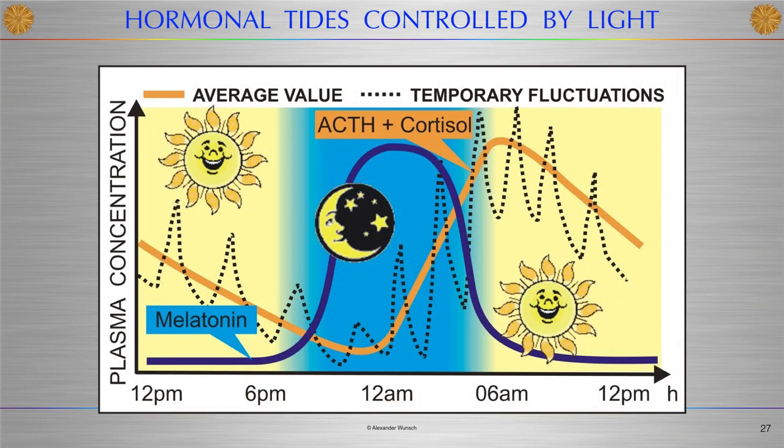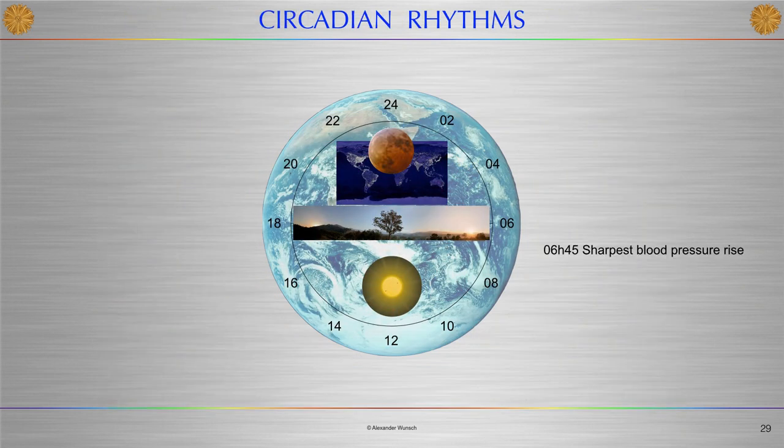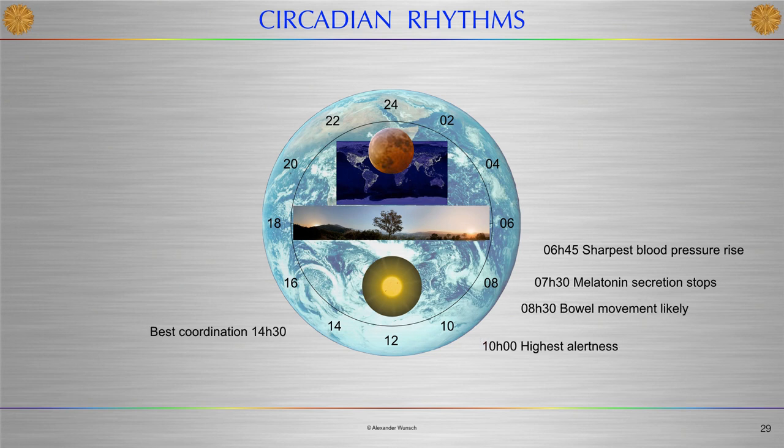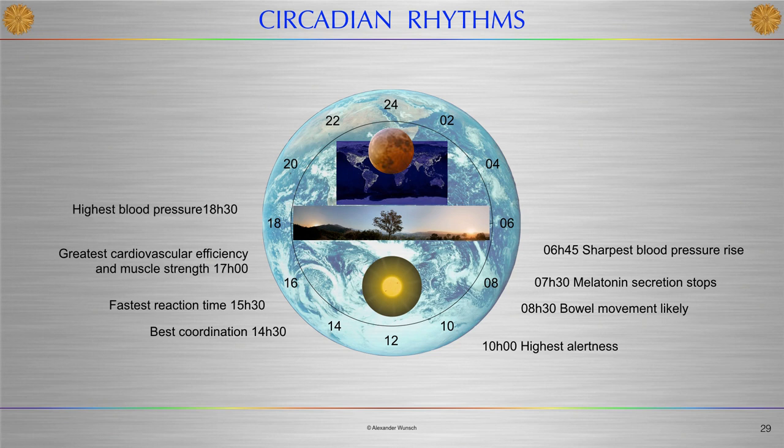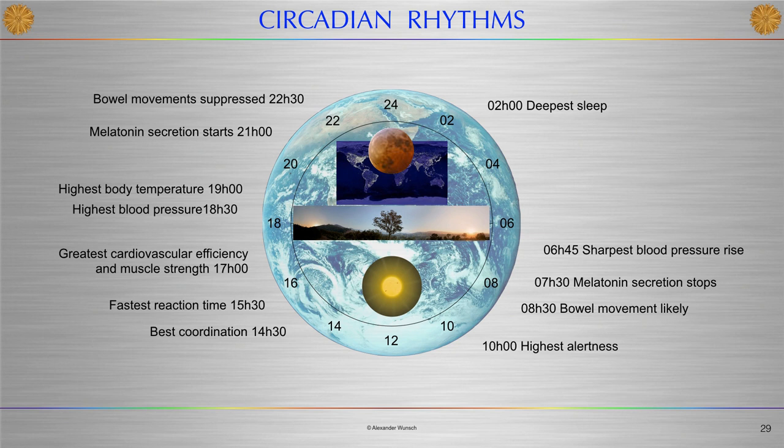The hormonal tides are controlled by light. Here we have the melatonin curve, and here we have the stress hormone, pituitary hormone curve. Circadian rhythms are controlled by that. Here you can see a number of different body functions which strongly depend on the time of the day or the time during the night.